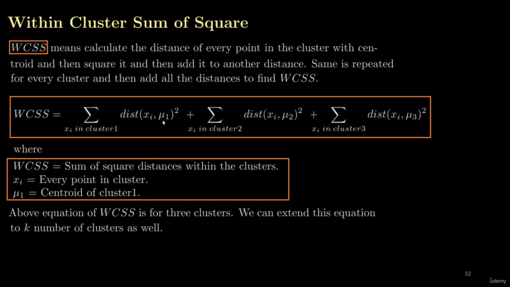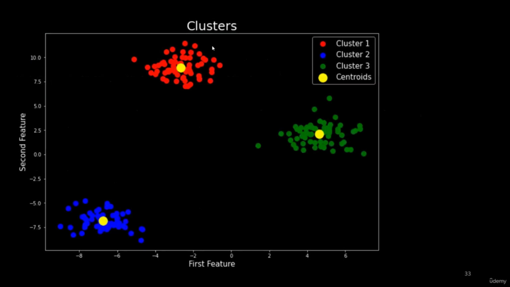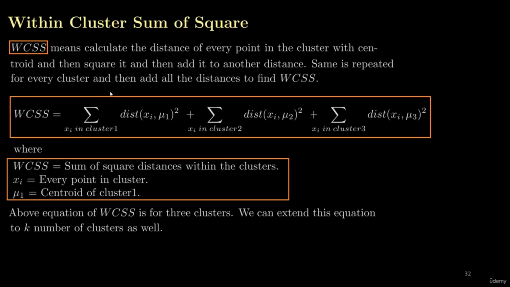Look at this figure. So this is our cluster 1. First, we will calculate the distance of this red point with its centroid. Then we square that distance. Then we calculate the distance of the second red point with this centroid. We square the distance and then we add it to the first distance. We repeat these steps for every data point in cluster 1, and in this way we calculate this quantity.